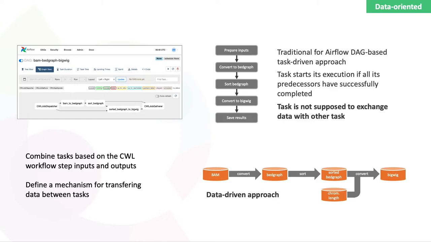Additionally, as part of the CWL specification version 1.2, we now support conditionals that allow us to skip execution of a workflow step based on specific criteria. In this particular example, let's assume that we skipped the sort bedGraph step, thus making the data go directly to the convert to BigWig step. We understand that we cannot make a data-driven system from Airflow because it was not designed for that, but we see our approach as a good solution for running scientific workflows.